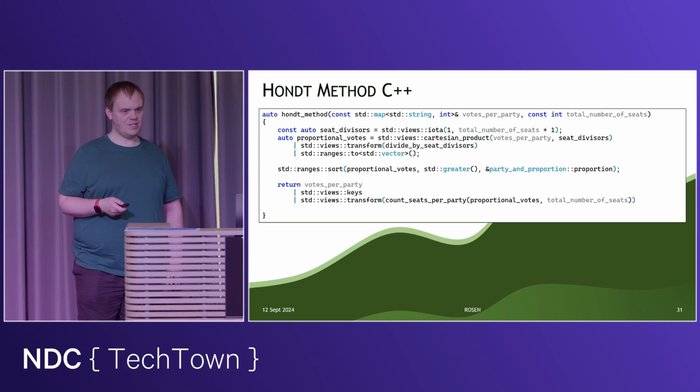In this lambda, we take as many elements from the vector as there are seats to allocate. Then we count how often each party appears in the subrange, which yields the number of seats each party gets. This is in the end written into a map by again using ranges 2, which contains the party name and the number of seats for each party.